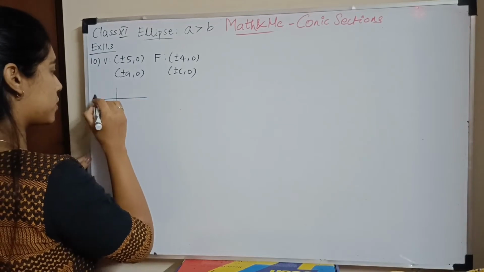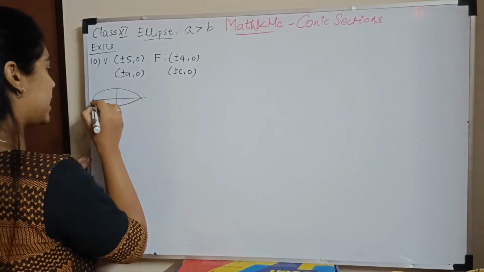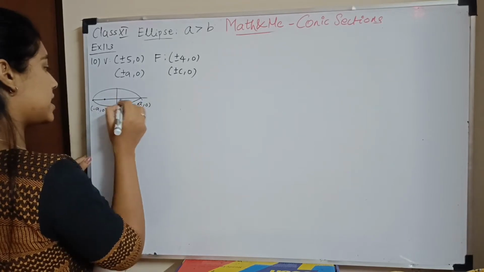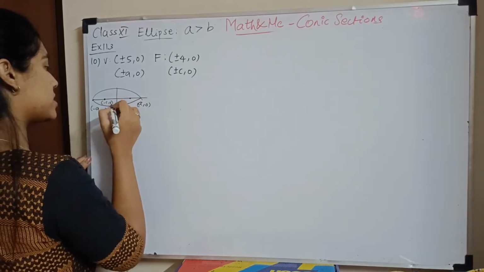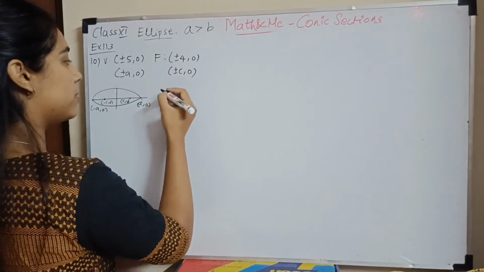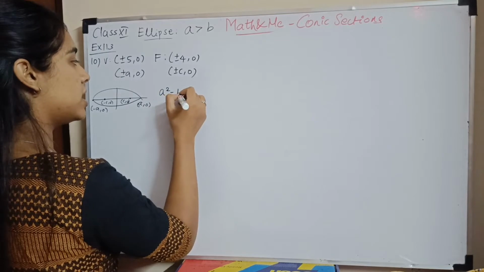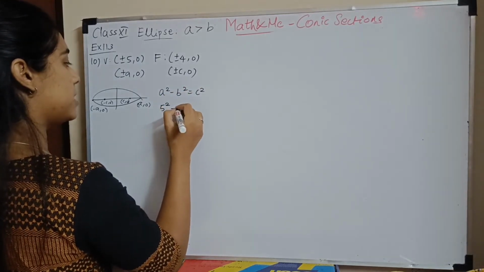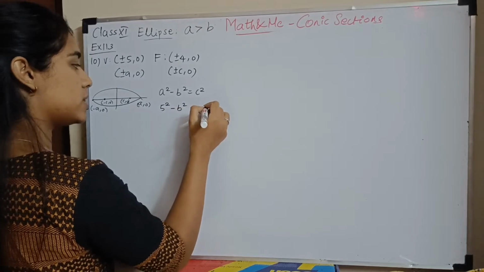So, how does your ellipse look like? It looks like this. A is here, minus a, 0 and a, 0. C is over here. So, it is minus c, 0 and c, 0. So, now a, c values are known. How do we find b? What is the relation? A square minus b square equals c square. So, I have 5 square minus b square equals 4 square.